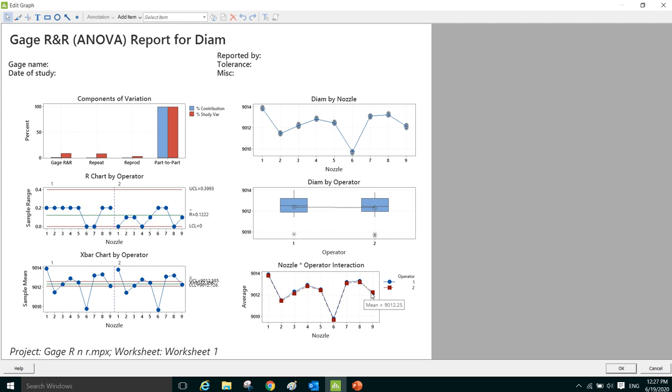So this is how we conclude that the measurement system is acceptable. And from this analysis we can also say that our operators really know the standard way of using this new measurement system to measure the parts given to them.